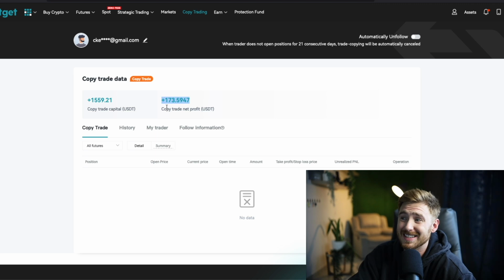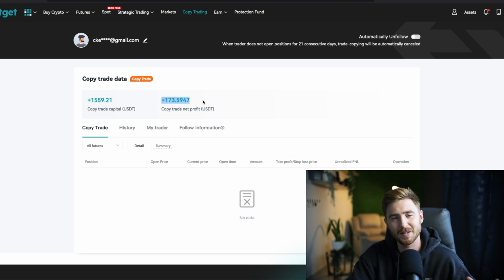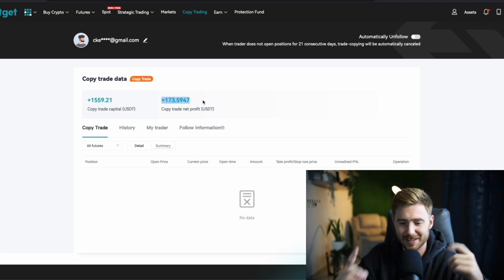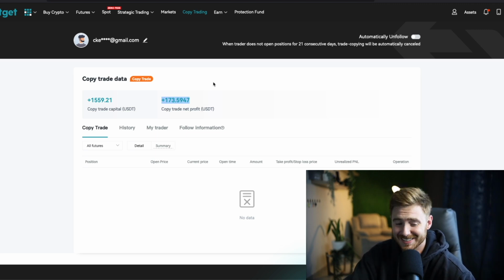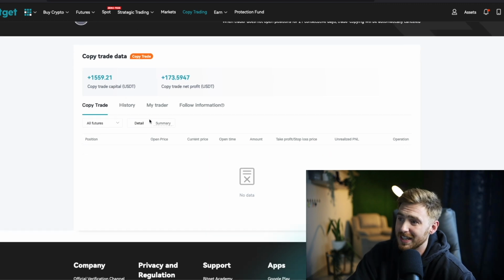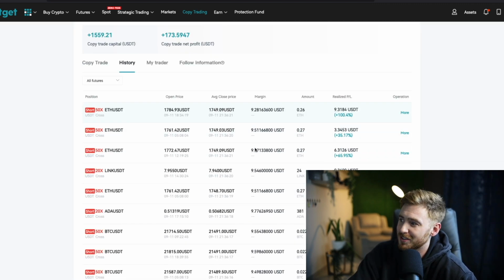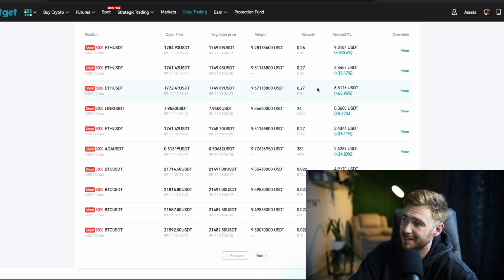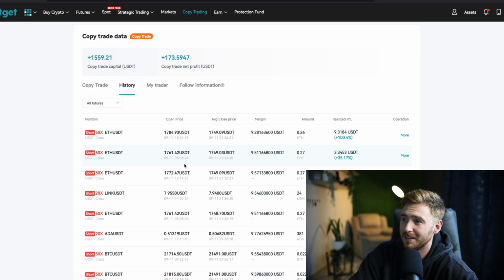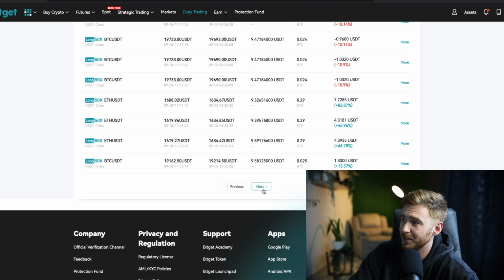This right now is 17%. If I could go into an investment and expect a 1% return, I would be happy with that. And remember, 1% on $1,000 is only $10. Keep that in mind, right? This is a huge return. Anyway, we can go through the history of this trader. We can see what they've been doing. 100% gain, 35% gain, 65%, 3%, all of that sort of stuff. All of these good trades going through over the month.